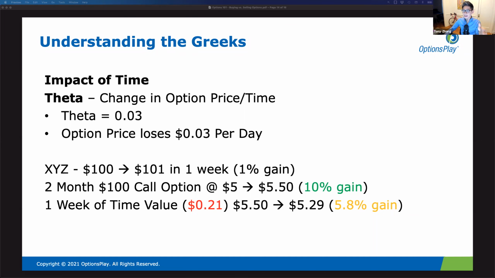Naresh is saying, how about IV? I'm not sure what you mean by how about IV. IV is referring to implied volatility. Naresh, if you have a question specifically about implied volatility, please let me know.